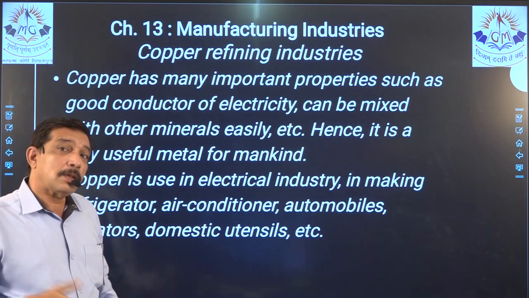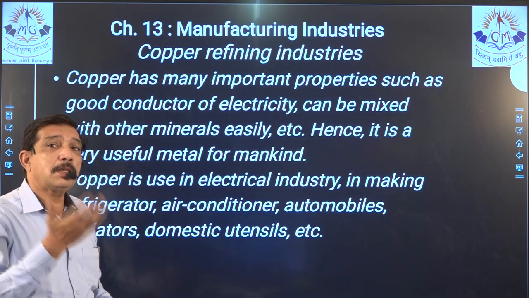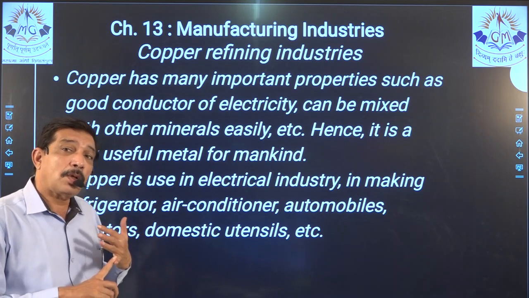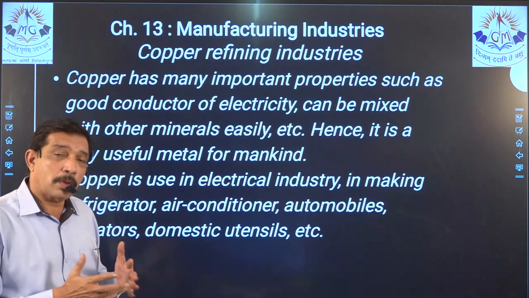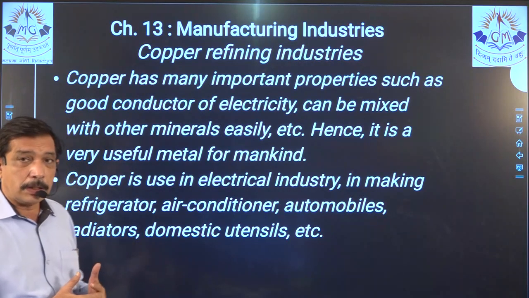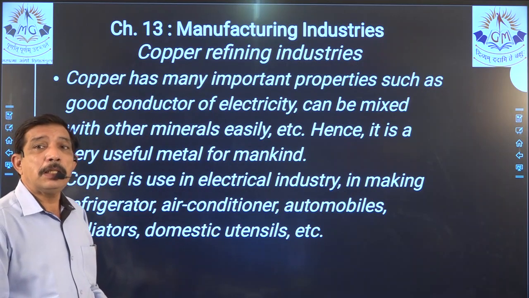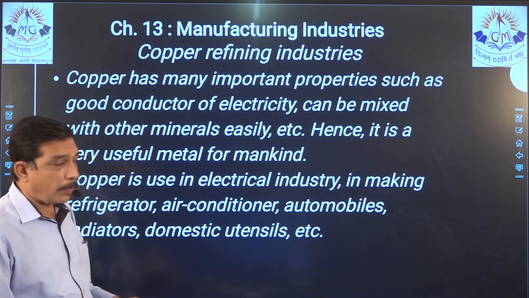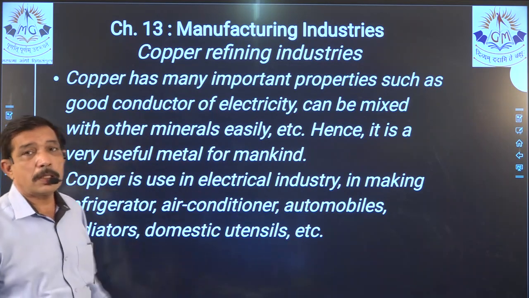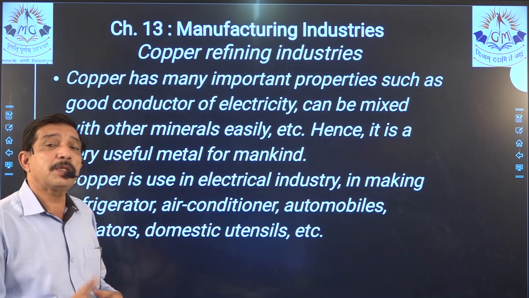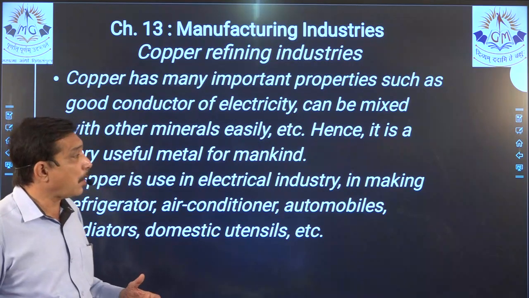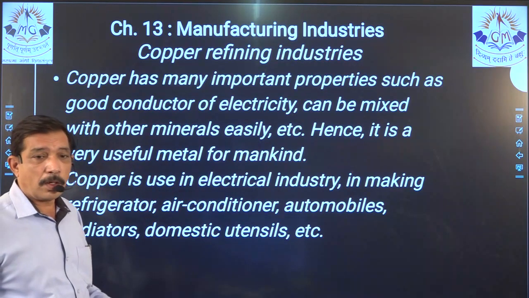In earlier days, instead of the aluminum wires that we use, even in electronic and electrical gadgets, copper is still used, right? So it is a very good conductor of electricity. That is one of the good points. Copper can be mixed with other minerals, so the mineral is ready to get mixed with other minerals to give us alloys. So it is very useful for mankind.